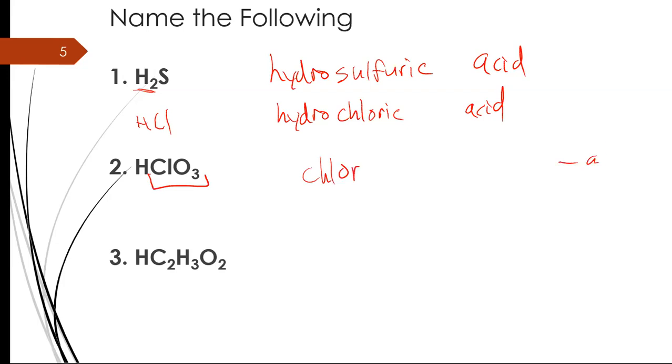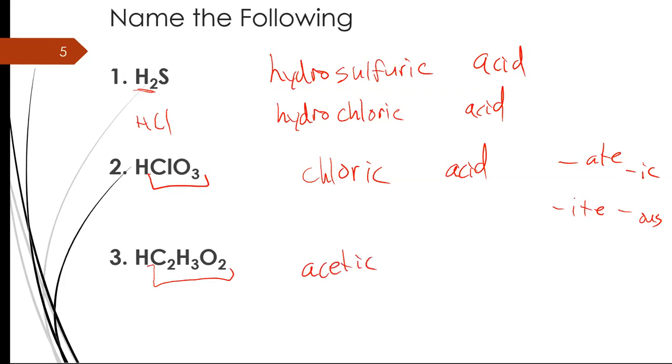Now, if it ends in an ate, it goes to an ic. If it ends in an ite, it goes to an ous. So in this case, we have chlorate. So this becomes chloric, and then it finishes with acid. Down here, this is acetate. So that becomes acetic. Right? We change the ate for an ic, and then we end it with acid. And so that's how you can kind of tell the difference between them.